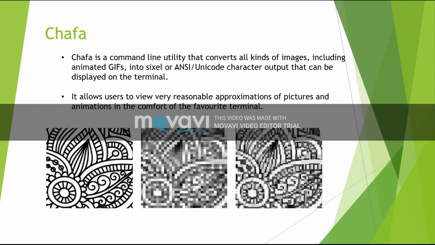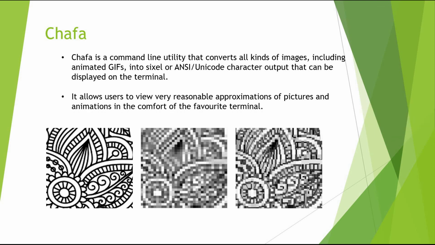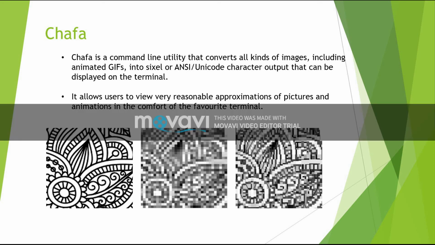Jp2a is a command line utility that converts all kinds of images, including animated GIFs, into Sixel or ANSI Unicode character output that can be displayed on the terminal. It allows users to view very reasonable approximations of pictures and animations in the comfort of their favorite terminal.